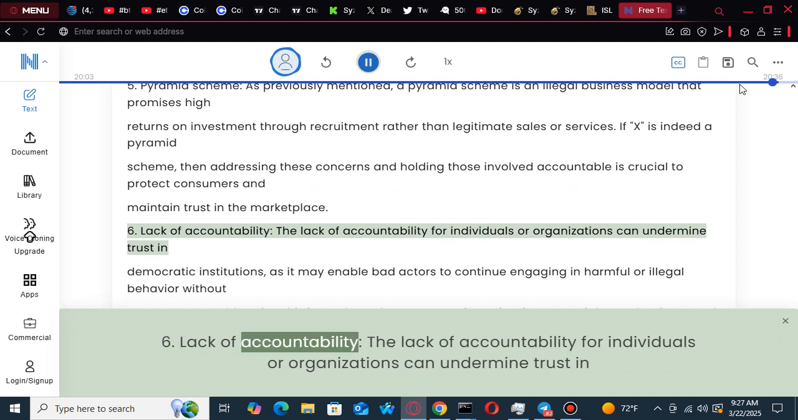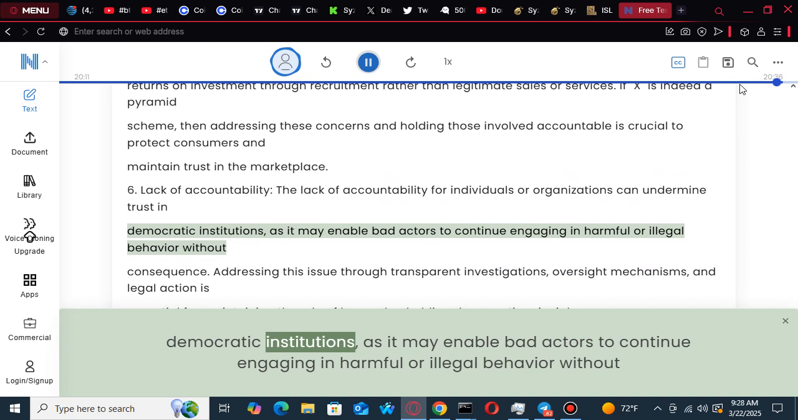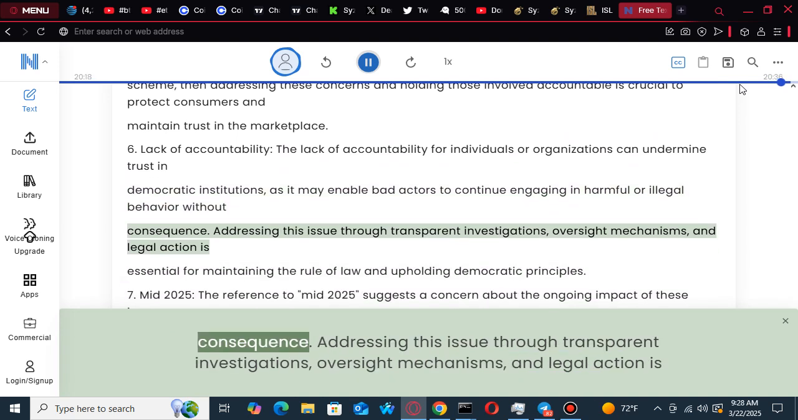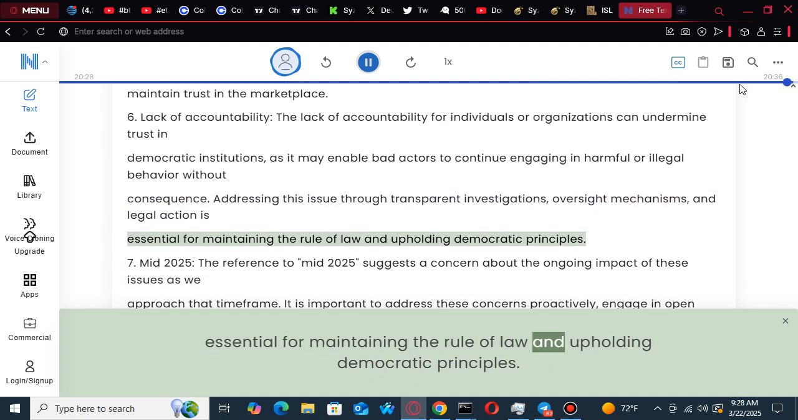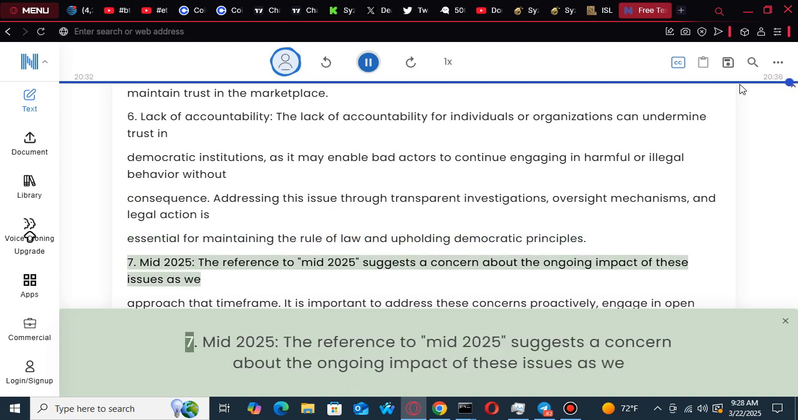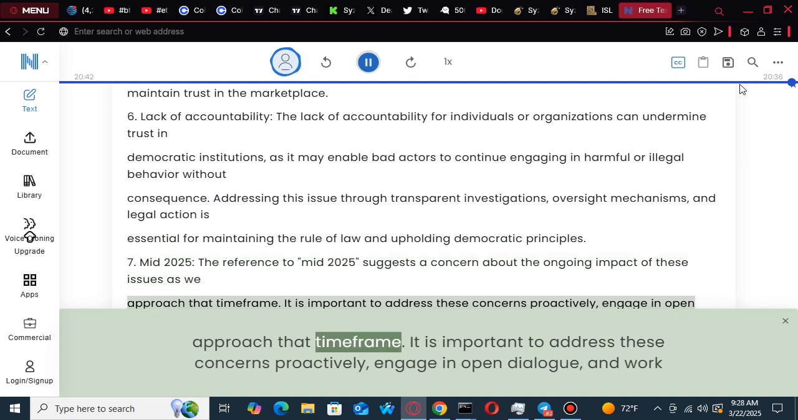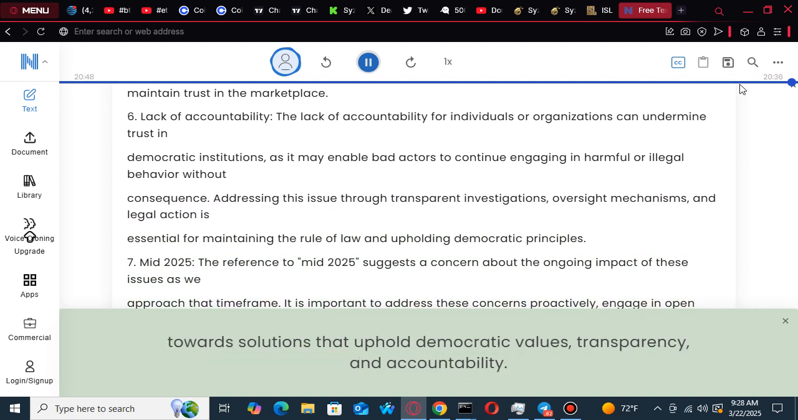6. Lack of accountability. The lack of accountability for individuals or organizations can undermine trust in democratic institutions, as it may enable bad actors to continue engaging in harmful or illegal behavior without consequence. Addressing this issue through transparent investigations, oversight mechanisms, and legal action is essential for maintaining the rule of law and upholding democratic principles. 7 Mid-2025, the reference to mid-2025 suggests a concern about the ongoing impact of these issues as we approach that time frame. It is important to address these concerns proactively, engage in open dialogue, and work towards solutions that uphold democratic values, transparency, and accountability.